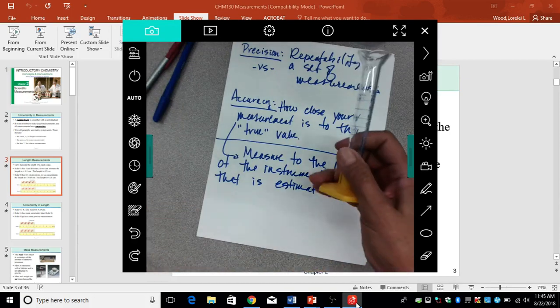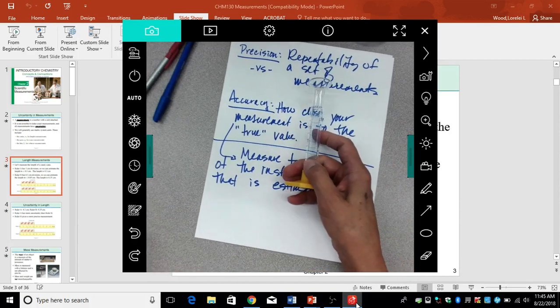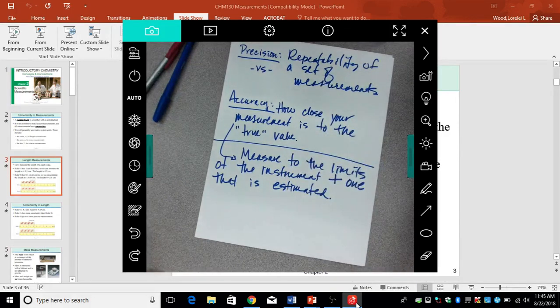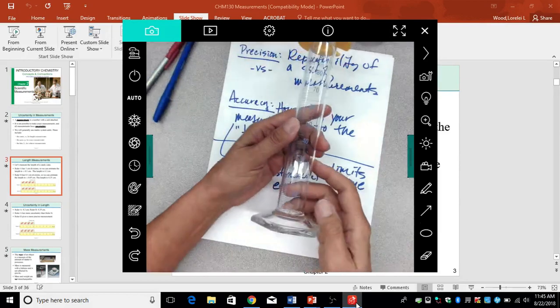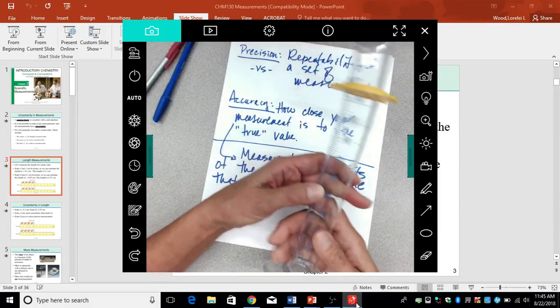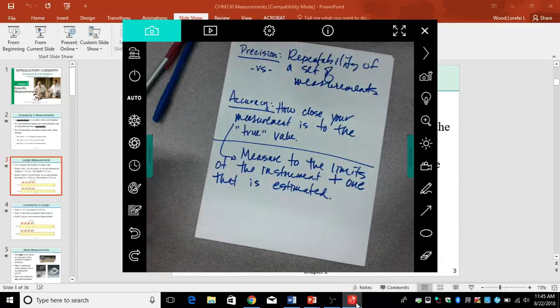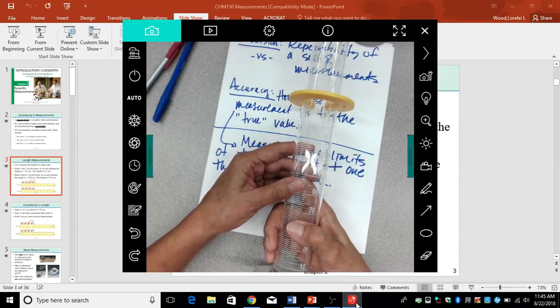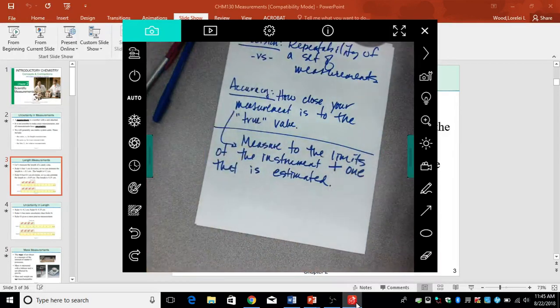We've got 3 different graduated cylinders here. The first one is a 10 mil graduated cylinder, very small. The second one is a 100 mil graduated cylinder, which is much bigger. And the third one is a 250 mil graduated cylinder, which is significantly larger than both of the other 2. They each have a different level of precision.